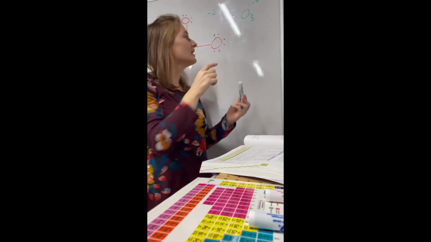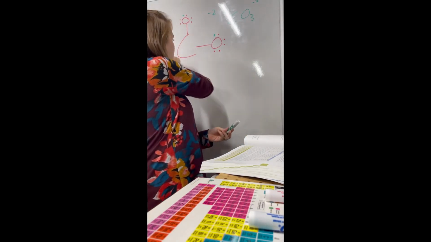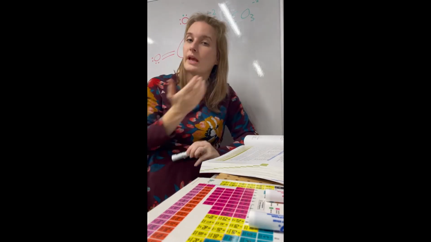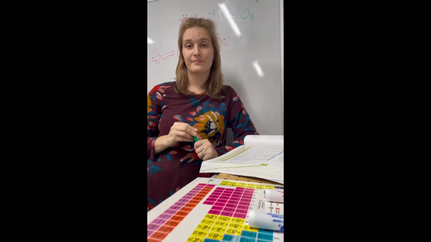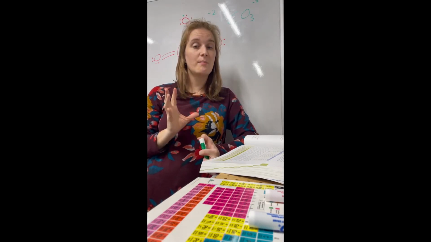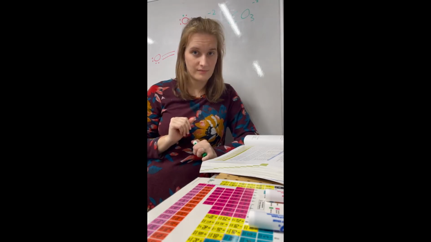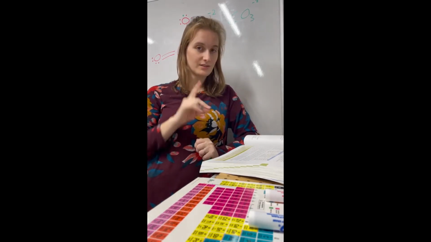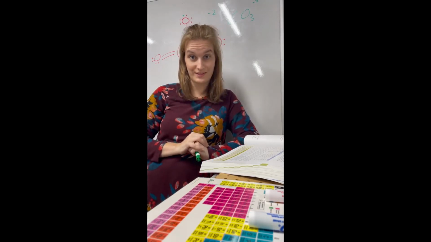That is what a polyatomic ion is. It's a compound that has covalent bonds, but it also has a charge because it has either stolen or donated electrons. Okay, that's the definition of a polyatomic ion: a compound that has a charge. That's an answer to your quiz this week.